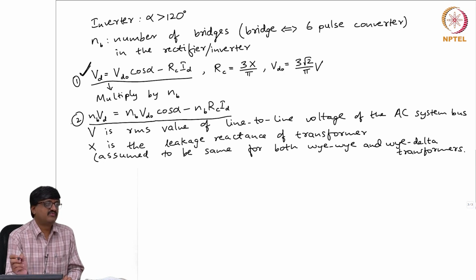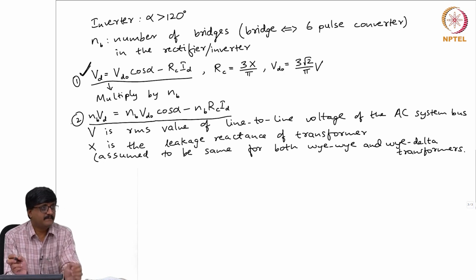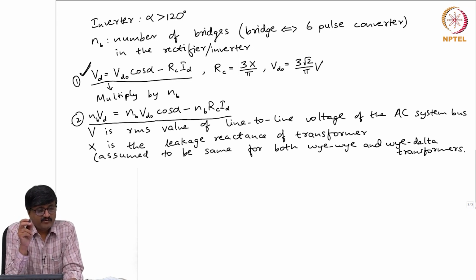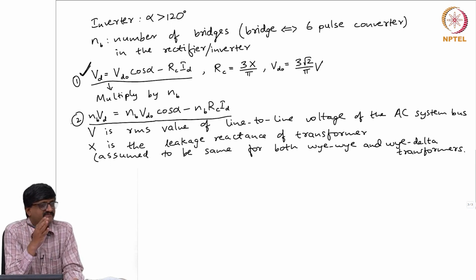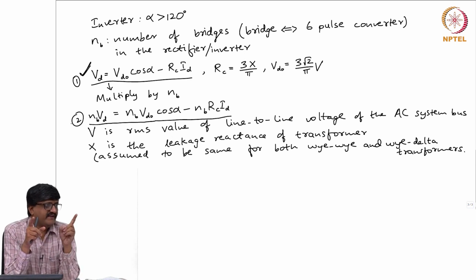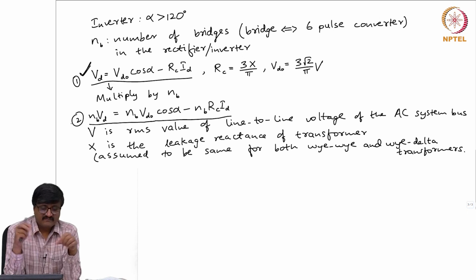Yes, but for equation 1, alpha will keep changing for all the bridges, right? See, if you look at the definition of alpha, you can fix alpha as the value for one of the bridges. For the other bridges, it is just delayed. If you take 12 pulse, fix alpha for one bridge, say the one connected to YY. For the one connected to Y delta, it is just delayed by 30 degrees. So when I am solving, I will plug in that delayed value for the second bridge.